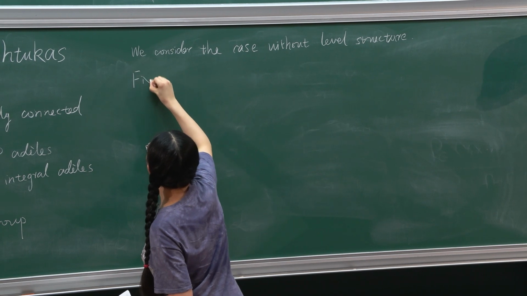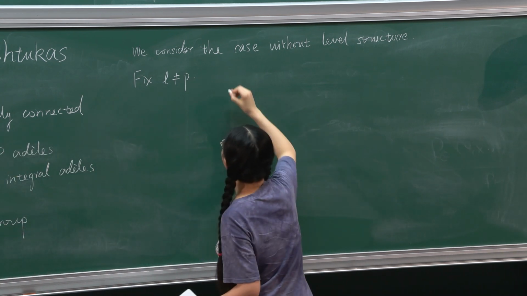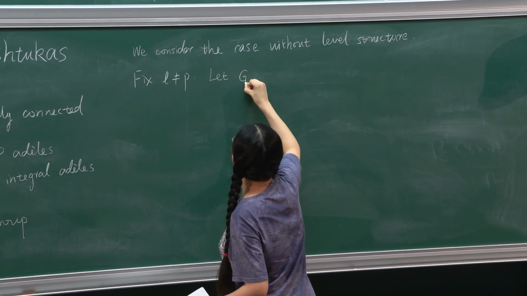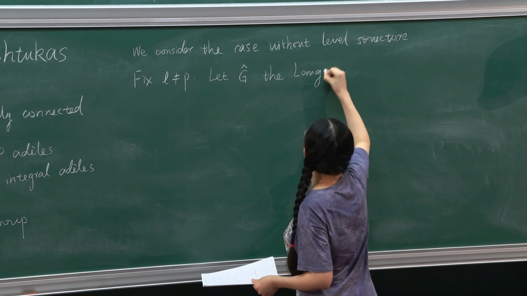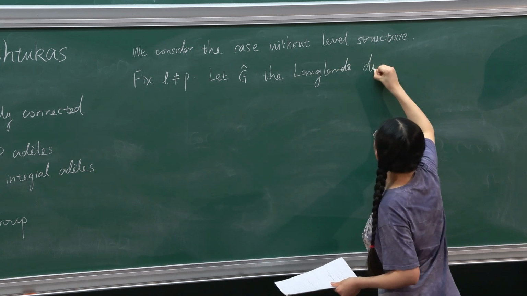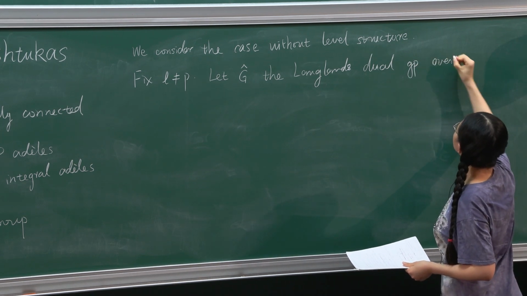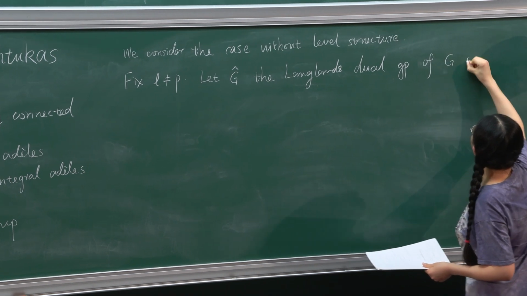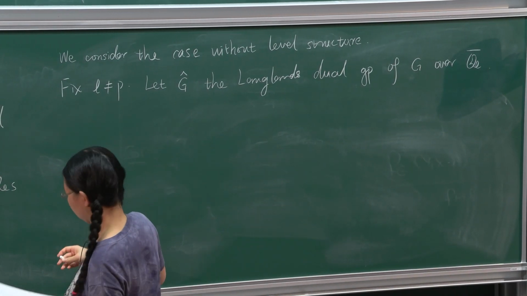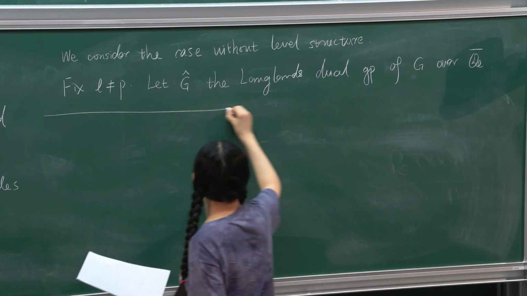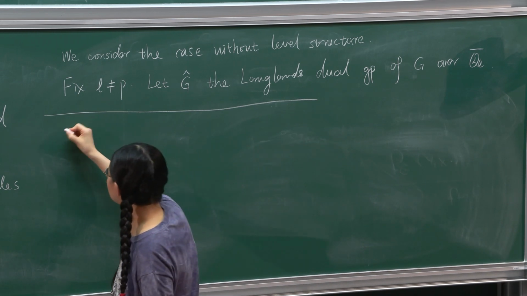So we fix l not equal to p, p is the characteristic of F_q. And the dual group, we note G hat. So that's the setting. And as you already see in Zui Yun's talk, we have the space of automorphic forms.